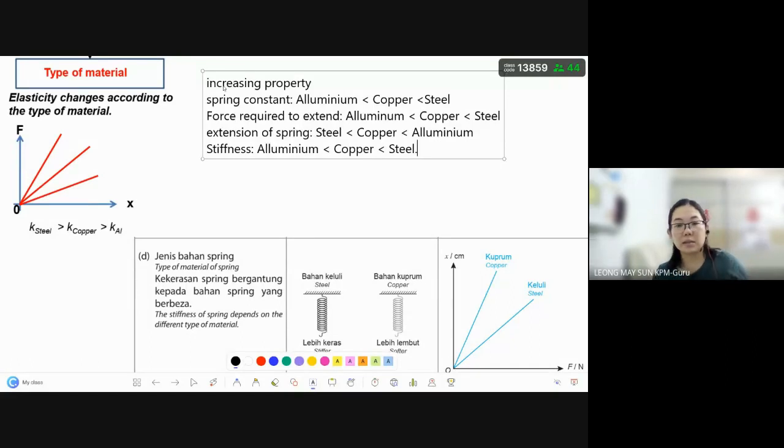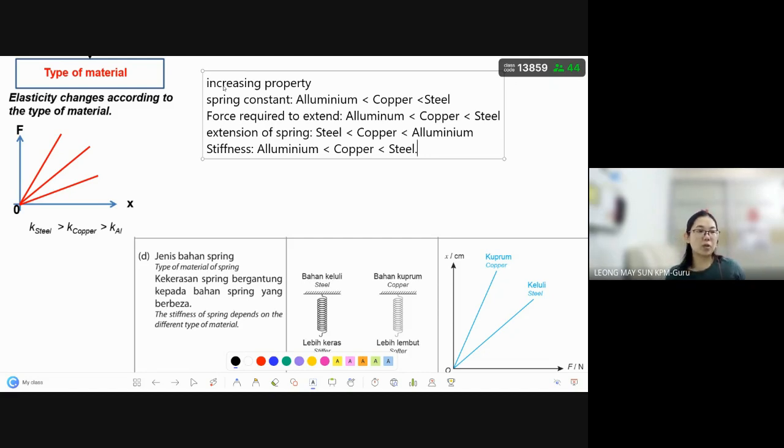So which means steel is the most stiff compared to copper and aluminium. It is easier to extend aluminium, so aluminium is actually the softest. All right, so this is in terms of material. This one you have no choice, you have to memorize this, because the materials they normally choose are aluminium, copper, or steel. It depends on what kind of material we want to use.